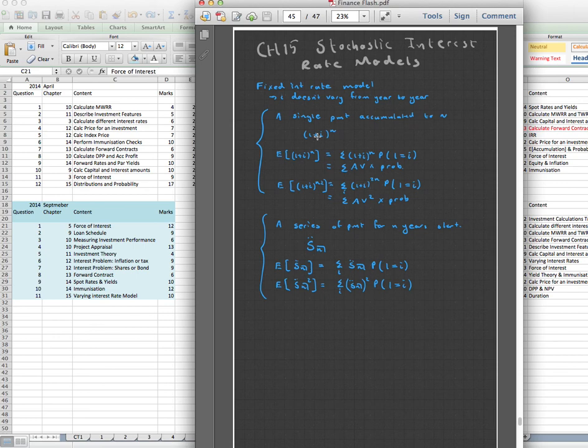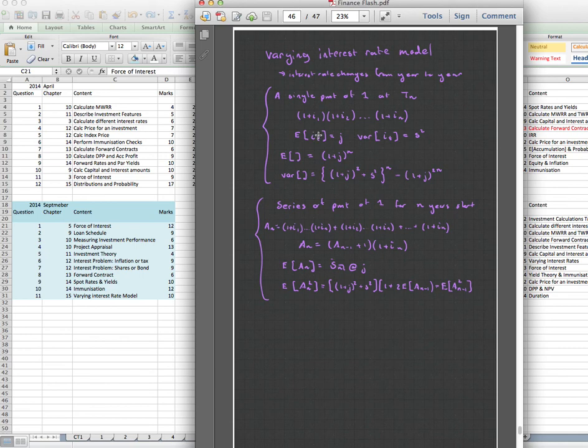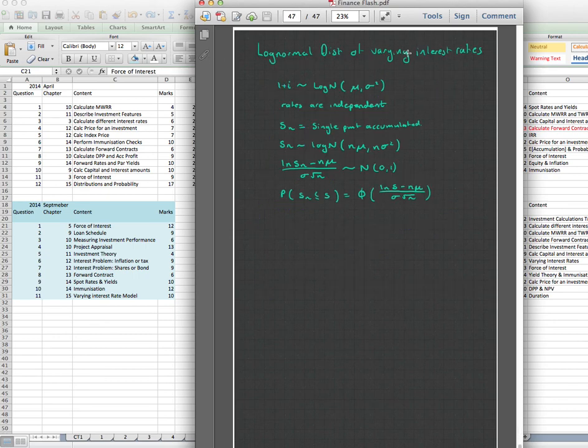Essentially, you've got 3 things. You've got the fixed interest rate model, where you roll the dice on the interest rate, but then it's fixed and doesn't vary from year to year. Then you have the varying interest rate model, where every year you roll the dice and you might get a different interest rate. And then finally, you have the log normal distribution of varying interest rates. And this might be worth spending a little bit of time on.